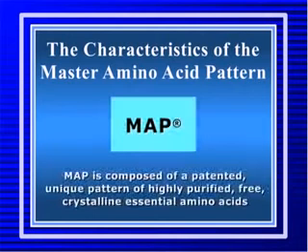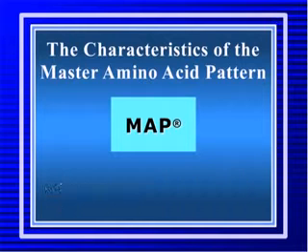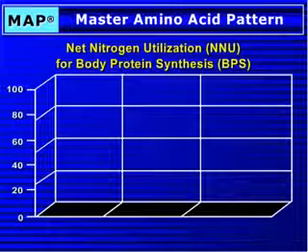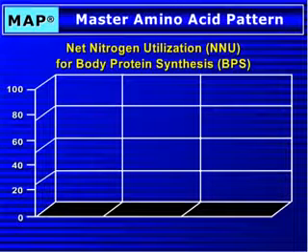MAP is composed of a patented unique pattern of highly purified, free, crystalline essential amino acids. Clinical studies have shown that MAP can substitute dietary proteins or protein supplements in a safer and nutritionally more efficient way. Net nitrogen utilization for body protein synthesis.